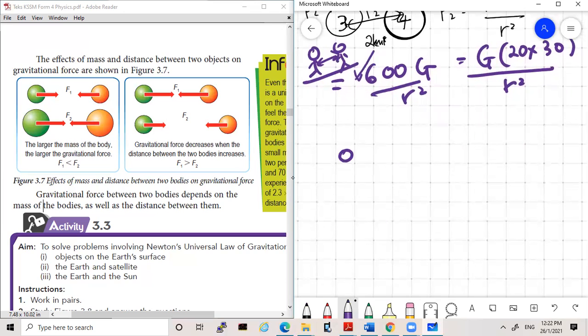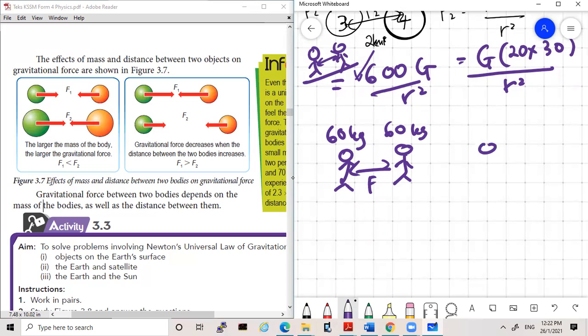Okay, let's say this is me, 60 kilograms, and my friend here, 60 kilograms. Why don't we feel the attraction force, or the gravitational force, between us, compared to if we have me, 60 kilograms, and also the Earth? So what is the mass of the Earth? Maybe much larger, maybe 6,000.